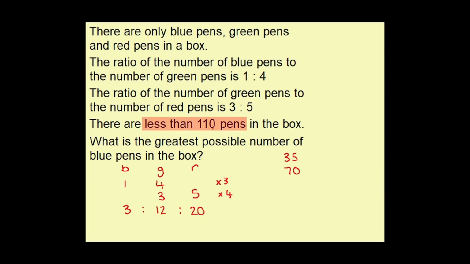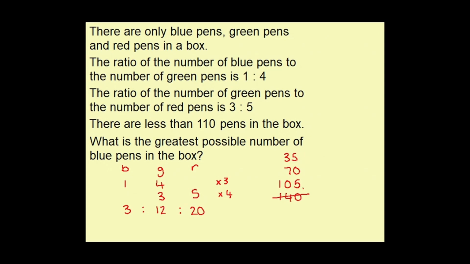Remember, I'm told there are less than 110. Let's add another 35 on. I get 105, so there could be 105 pens in the box. If I add another 35 pens on, I get 140. Now that's too many because I'm told there's less than 110. So there must be 105 pens in the box for me to have the greatest possible number of blue pens.